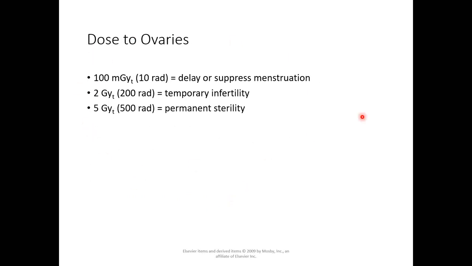Some doses that you need to pay attention to. 10 rads will suppress menstruation. 2 grays, 200 rads, temporary infertility. 5 grays, 500 rads, permanent sterility. All important.